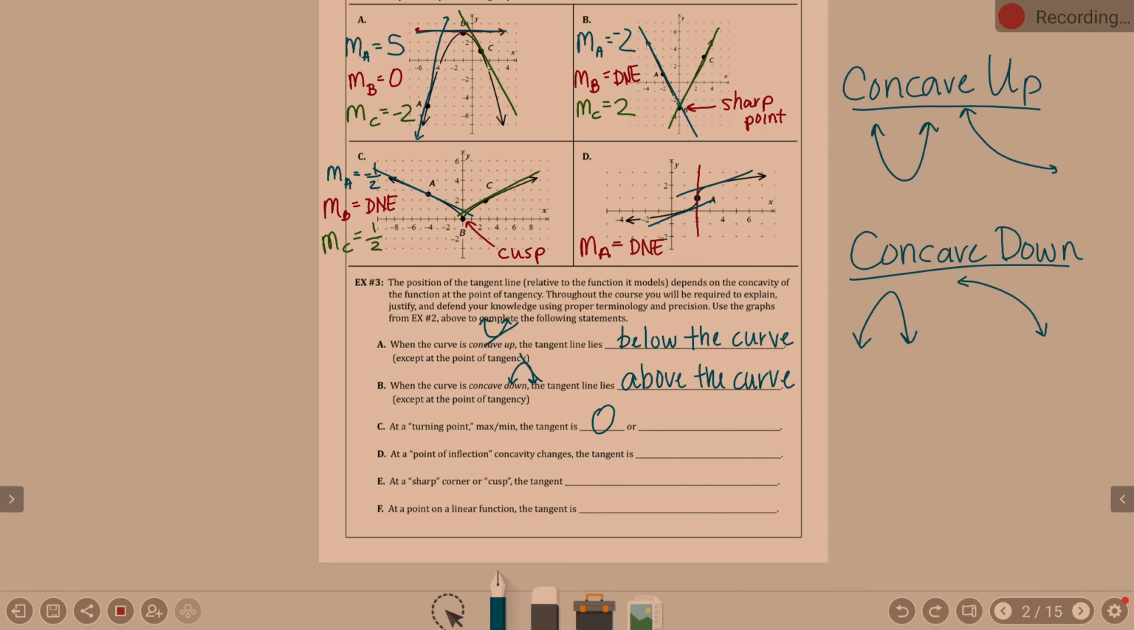Oh, wait a minute. I'm combining things. I was misreading what they mean by turning point. Turning point, max or min, that is a slope of 0, or in other words, the tangent is a horizontal line. Sorry, I was misinterpreting what I was supposed to be saying there.